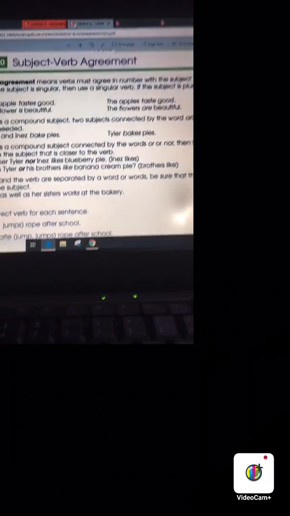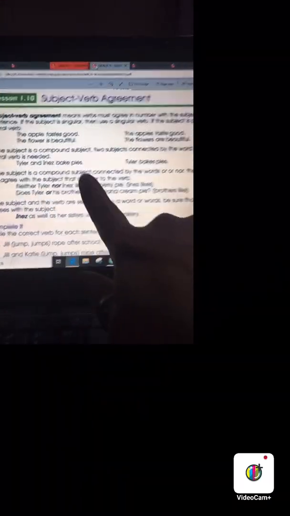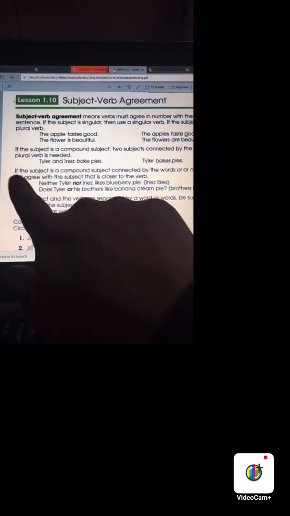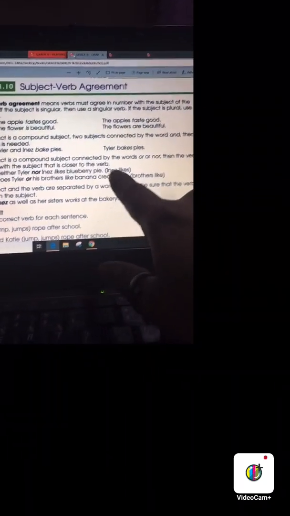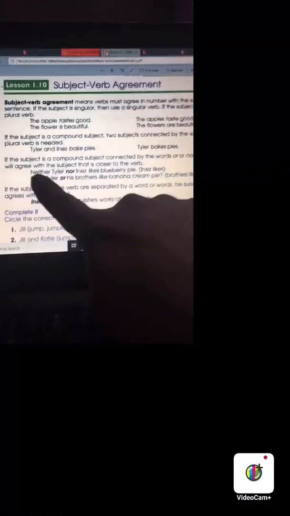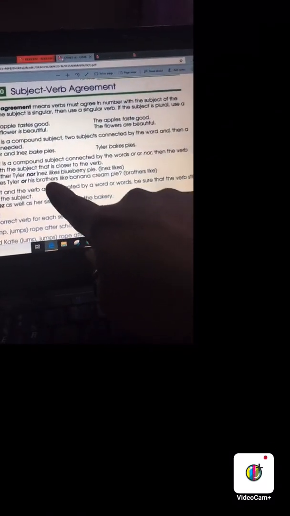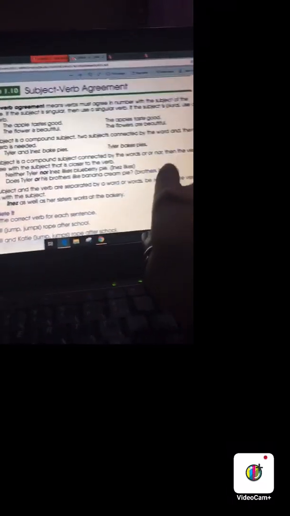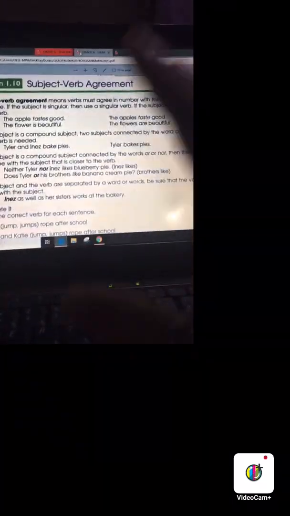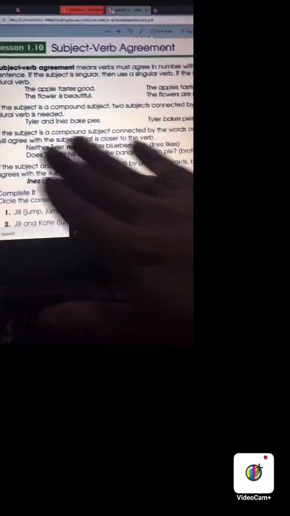And then we have, if the subject is a compound subject connected by the words or or nor, then the verb will agree with the subject that is closer to the verb. That sounds like a lot, but when you see the example, it makes sense. Neither Tyler nor Inez likes blueberry. Does Tyler or his brothers like banana? So in here, it's just a matter of how the sentence sounds when you're saying it. This is a matter of practice, so I don't want you to worry about this specifically.